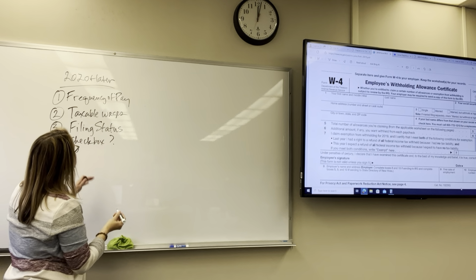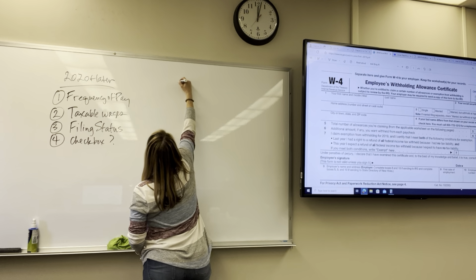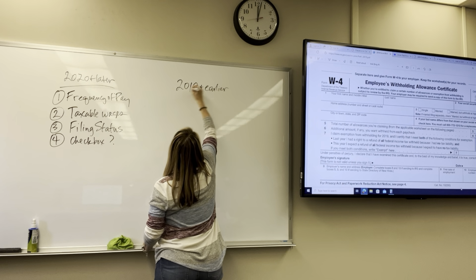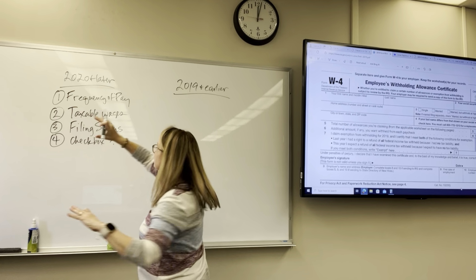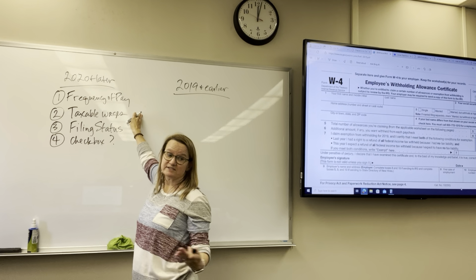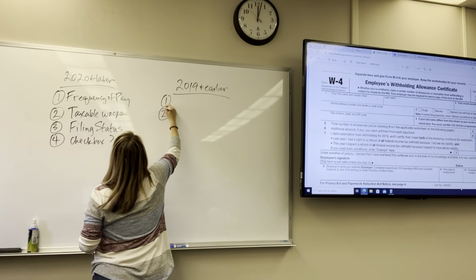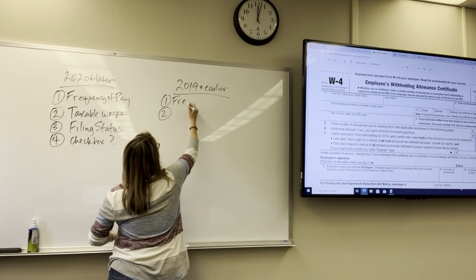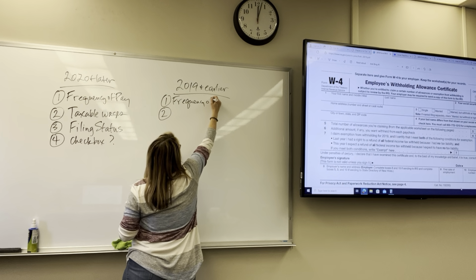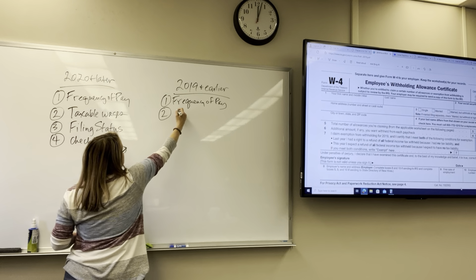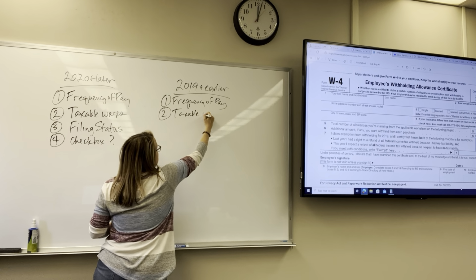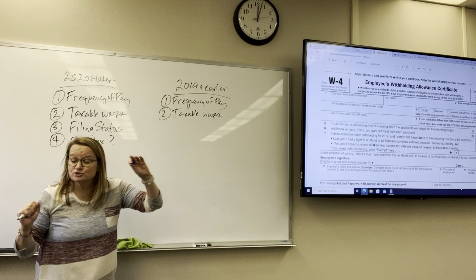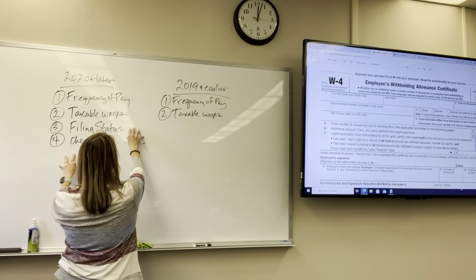Okay, so that's 2020 or later. 2019 and earlier, we also need 4 pieces of information. First 2 are the same, so that's convenient. So we also need to know the frequency of pay and taxable wages. I'll put these in a different color just to distinguish them. But there's 2 other pieces of information that we need that are different from these.